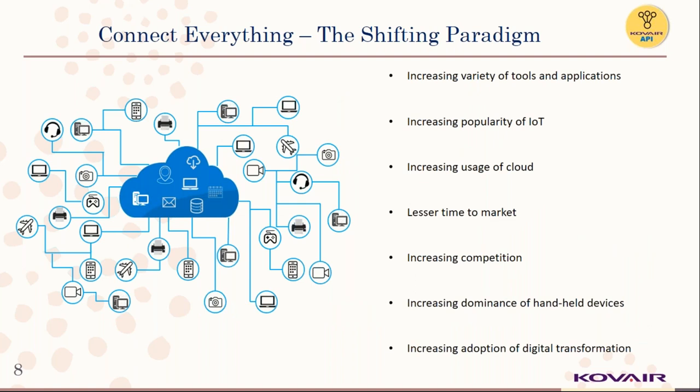ESB was not the ultimate solution, because we all know that change is the only constant thing in this world. So the IT industry is also going through a huge paradigm shift, where the single objective is to get everything connected. Now, different factors like increasing variety of tools and applications, increasing popularity of IoT, increasing usage of cloud, lesser time to market, increasing competition, then increasing dominance of handheld devices, as well as increasing adoption of digital transformation, are acting as catalysts to it. So with this major change, the methods of integration is also changing. The need for integrating applications seamlessly and in a much shorter time is increasing day by day now. So what's the solution?